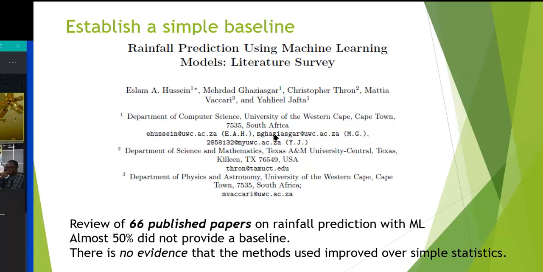Okay. So we did a study so that's one point. You need to avoid data leakage. Establish a simple baseline. Again, we did a survey of machine learning models for rainfall prediction. Out of 66 papers, all these papers use very fancy methods with machine learning. Because they want to publish, they want to show something new. Almost 50% did not provide a baseline. So you don't know if their method provides any improvement or not. It may be just as effective as the very simple method.